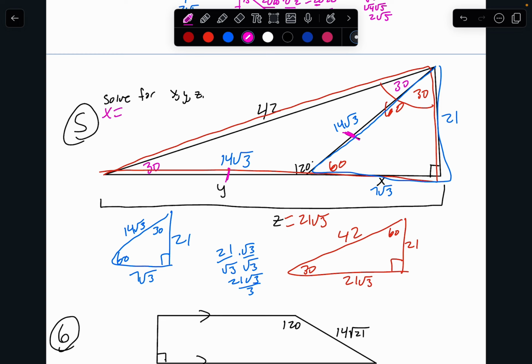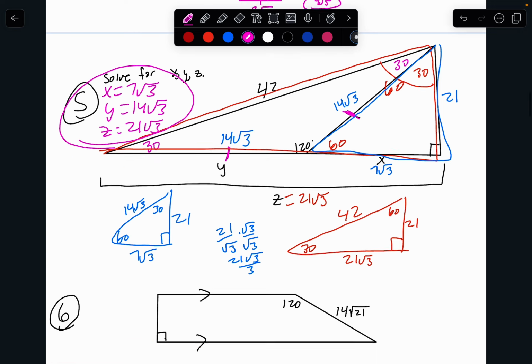X would equal 7 root 3. Y equals 14 root 3. And Z, which is the combination of those two, is 21 root 3. All of that checks out. I love it. Pretty good question there.